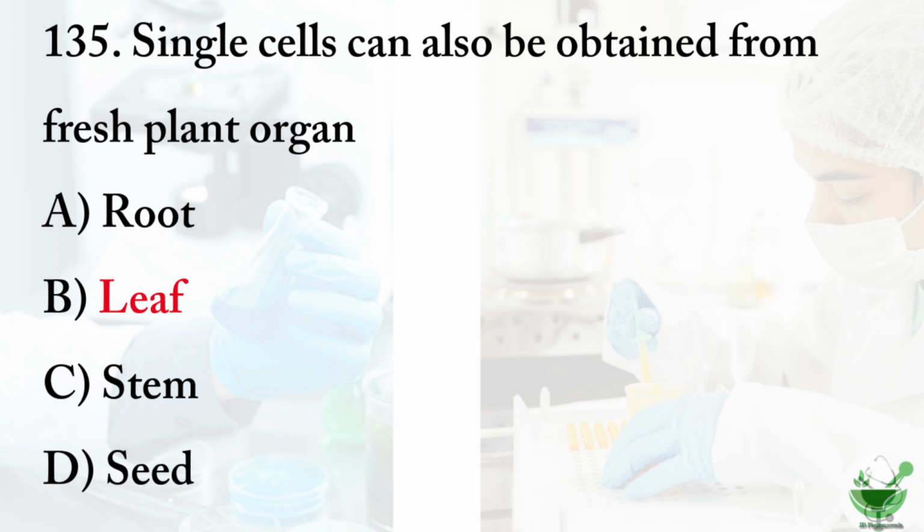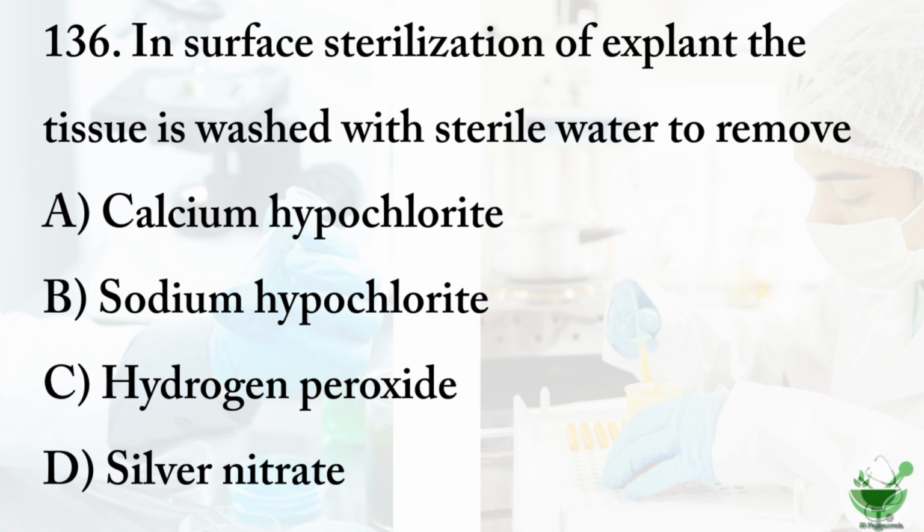So question number 136. In surface sterilization of explant, the tissue is washed with sterile water to remove option A, calcium hypochlorite, option B, sodium hypochlorite, option C, hydrogen peroxide, and option D, silver nitrate. So the correct option is option B, sodium hypochlorite.